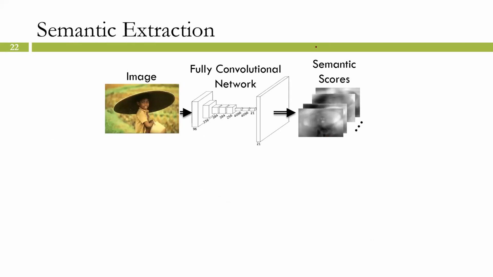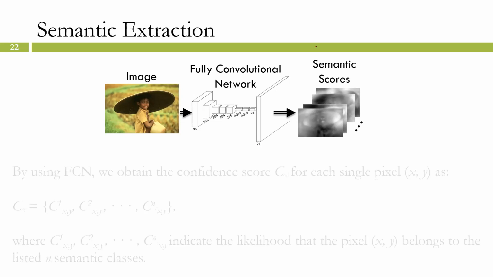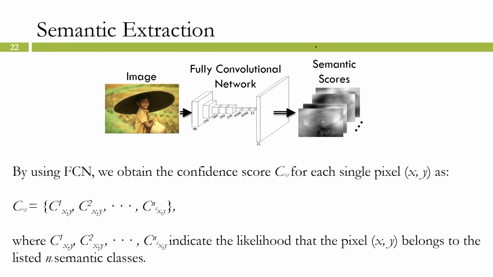So we extract the semantic information from the image by using the FCN. We put the image into the FCN, and we have the semantic score, right? So for each pixel x, y, we will have a vector. For example, if we have an FCN trained on Pascal VOC, we will have 21 elements in the vector, because Pascal VOC has 20 classes plus one class for the background. So we have 21 classes. If we train the FCN with MS COCO, we will end up with 81 elements, because we have 80 classes in MS COCO and one extra class for the background. So we easily obtain those semantic scores for each pixel.